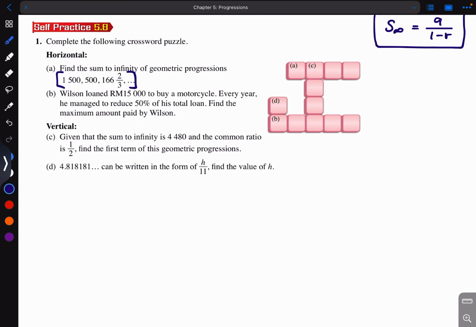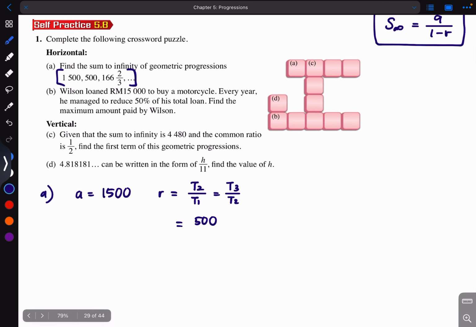Okay, so first we find the a. a is the first term. And then we find the r. So r is T2 divided by T1 or T3 divided by T2. So since we have everything, we just use this lah. T2 over T1. This will give us 1 over 3.